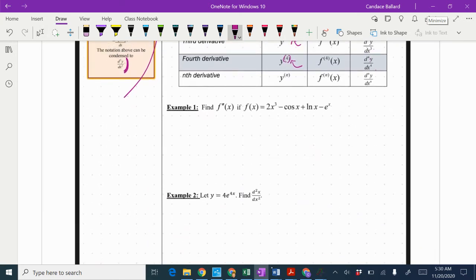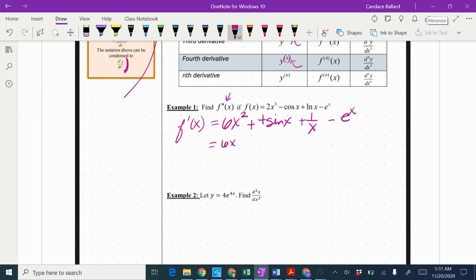Find the second derivative. That's what this double prime means. If f of x equals 2x cubed minus cosine x plus natural log x minus e to the x. So we always have to find the first derivative before we find the second derivative. The derivative of 2x cubed would be 6x squared. The derivative of negative cosine x is negative negative sine x, so that's going to go positive. The derivative of the natural log of x is 1 over x, and the derivative of negative e to the x is negative e to the x.